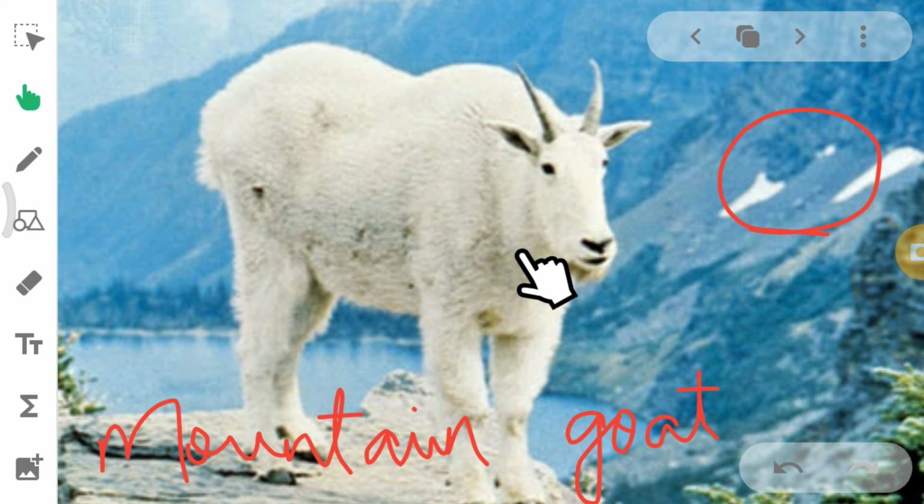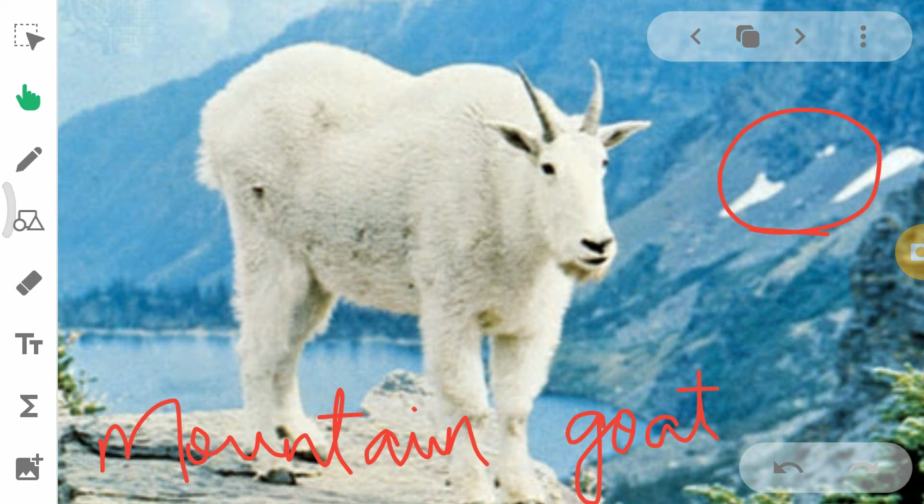The mountain goat has strong hooves for running up the rocky slopes of the mountains. So hooves means the parts of the legs. Right? They are so strong to support it for running up the rocky slopes of the mountains.